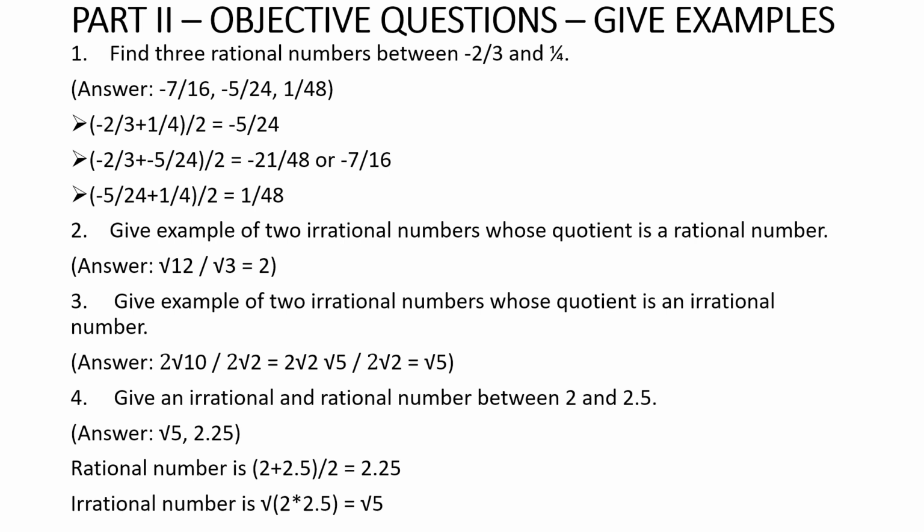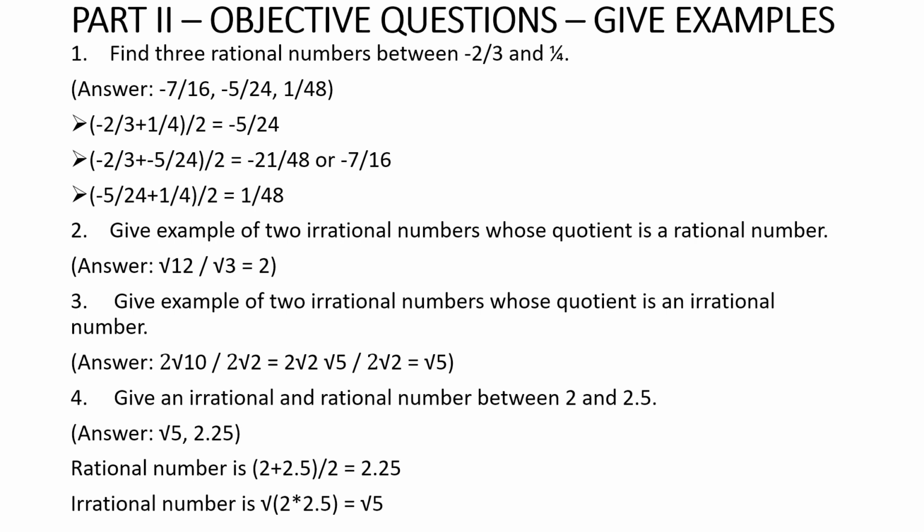So first, the average between -2/3 and 1/4 gives -5/24. Again, take the average between the first number -2/3 and -5/24. This gives -7/16. And then the average between the last number 1/4 and -5/24, which is 1/48. So we have found these three numbers.